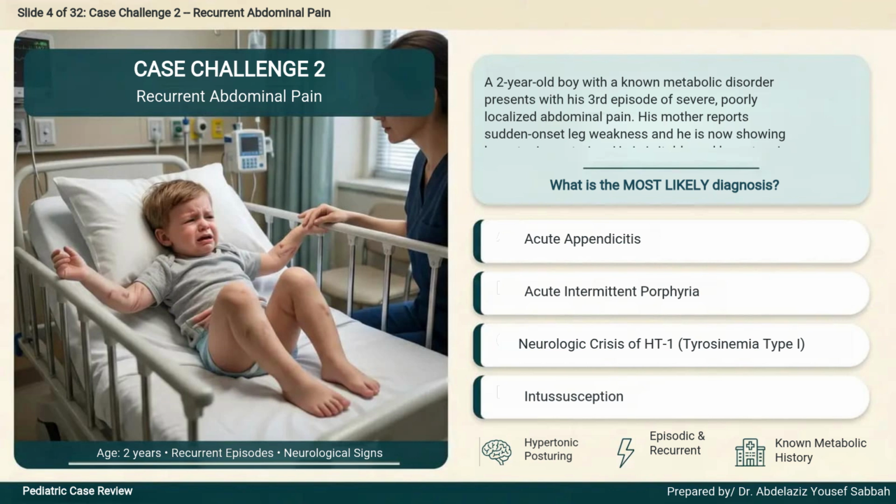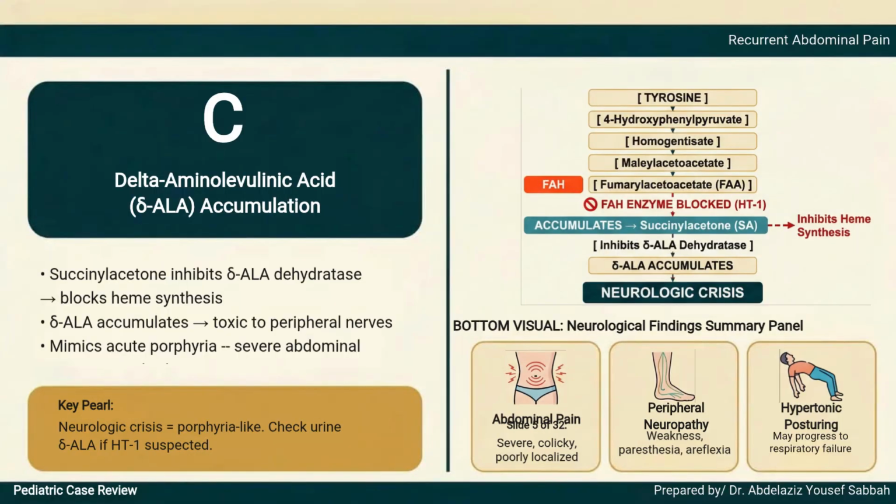Case Challenge 2. A 2-year-old boy with a known metabolic disorder presents with his 3rd episode of severe, poorly localized abdominal pain. His mother reports sudden onset leg weakness, and he is now showing hypertonic posturing. He is irritable and hypertensive. What is the most likely diagnosis? Option A, acute appendicitis. Option B, acute intermittent porphyria. Option C, neurologic crisis of tyrosinemia type 1. Option D, intussusception. The correct answer is Option C, neurologic crisis of tyrosinemia type 1.